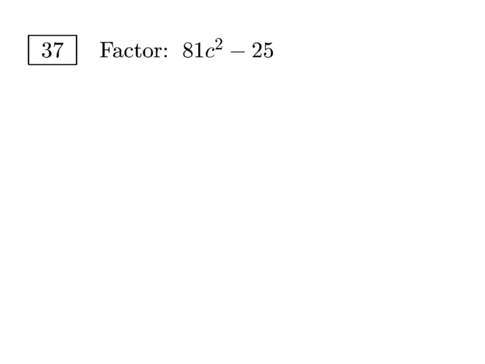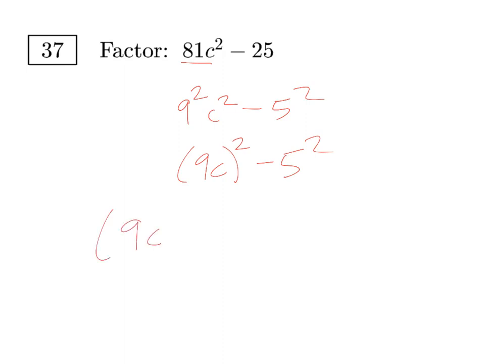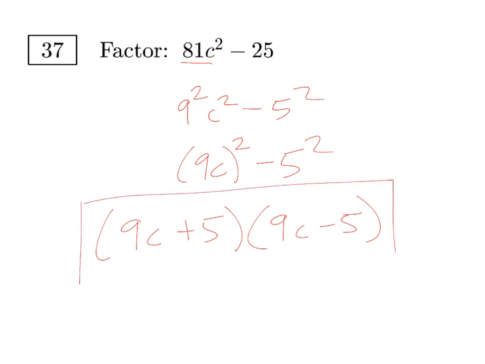Alright, for the next one, factor. Let's see what's going on here. So just studying this for a moment, you'll notice that 81 is a perfect square, and I have c squared. And 25 is a perfect square, as 5 squared. So I could write 9c, that quantity squared, minus 5 squared. And that's a difference of squares. So it factors into 9c plus 5 times 9c minus 5. It doesn't matter what order you put the plus and minus. You can put the minus first and the plus second. It's still the same thing. Alright, done. It's a difference of squares.